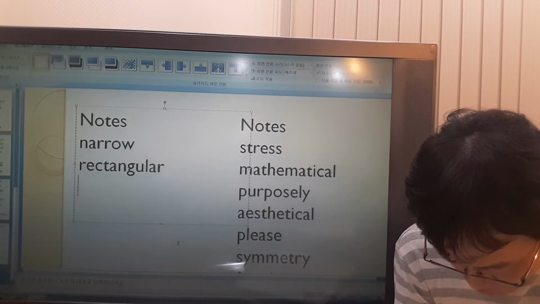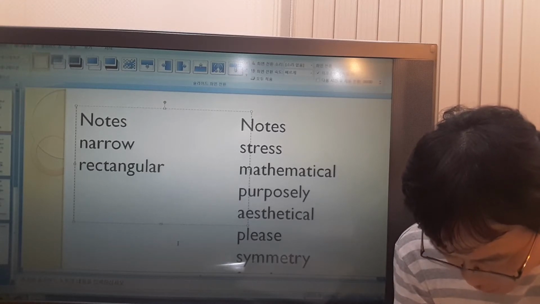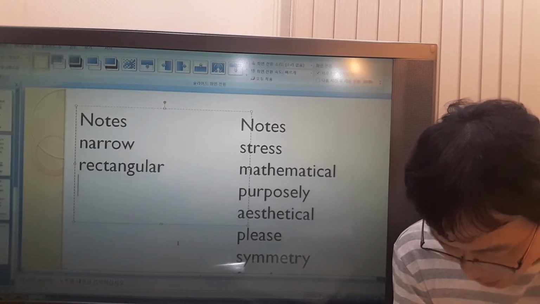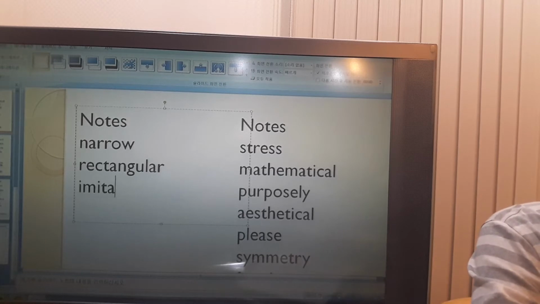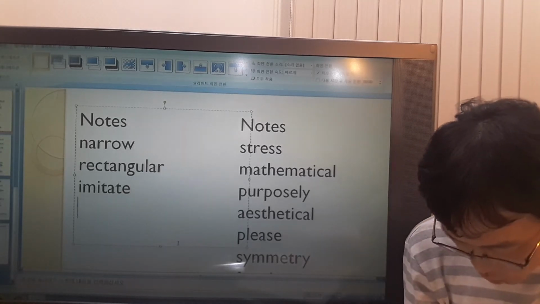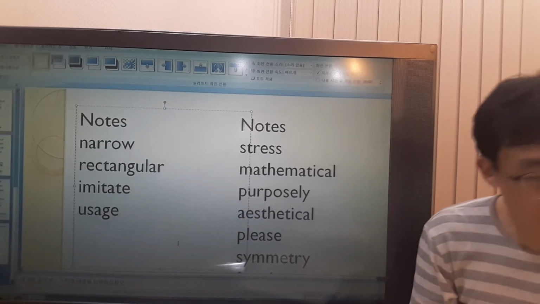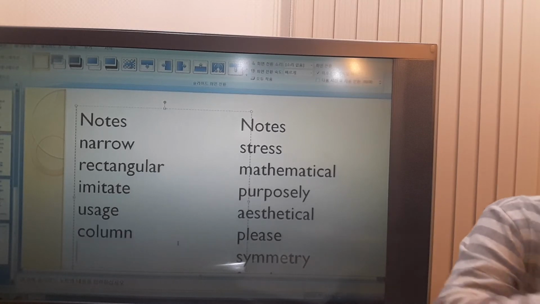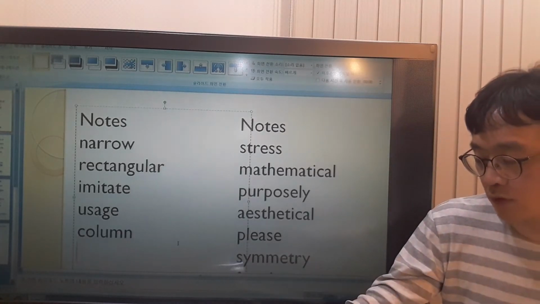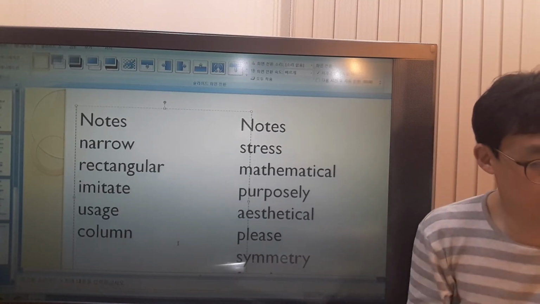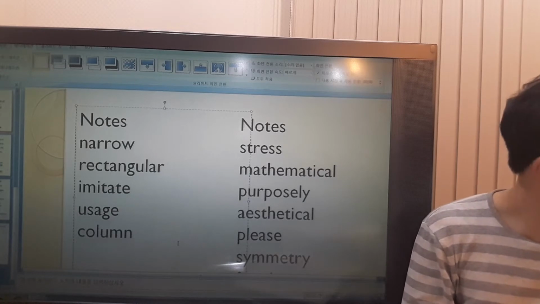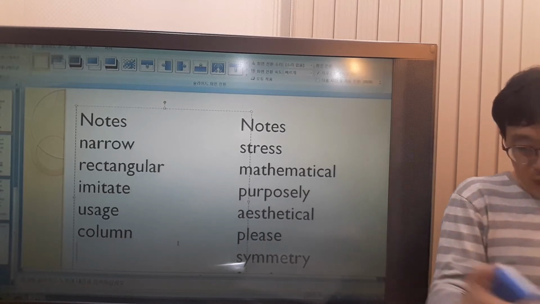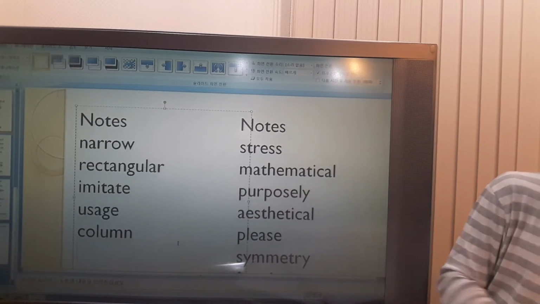Italian Renaissance architects also imitated the Roman usage of columns, domes, and semicircular arches and vaults. Italian Renaissance architects also imitated. What does imitate mean? Imitate means to copy, all right? The Roman usage. What is usage? Usage means how they used something, all right? Of columns. What's a column? Column is a tall or sometimes decorated cylinder shape, okay, which is used to support, used as a part to support the building.